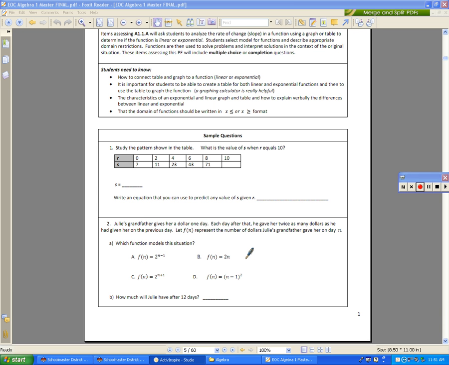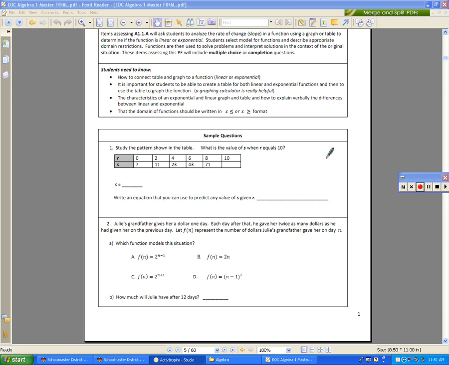Because when we looked at the first set of differences, they weren't the same. And then when we looked at the second set of differences, they were. And since the second set of differences were the same, that means it must be something squared. If the third set of differences were the same, then it would be something cubed, which would be really nasty.